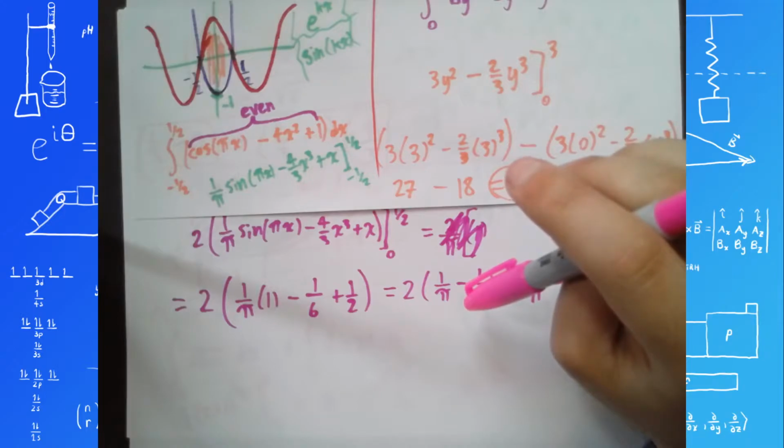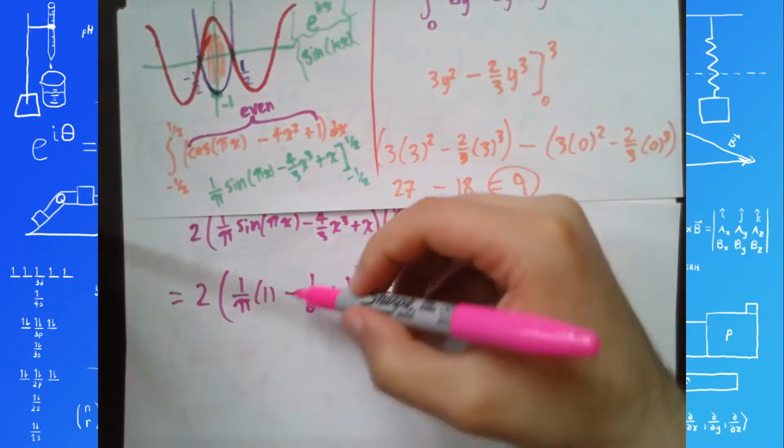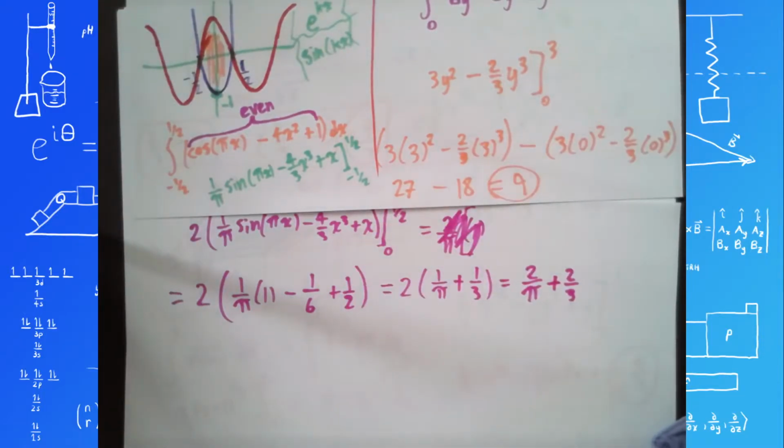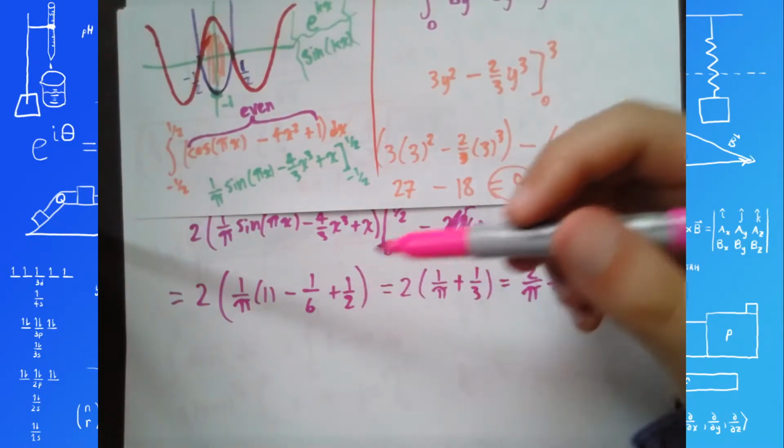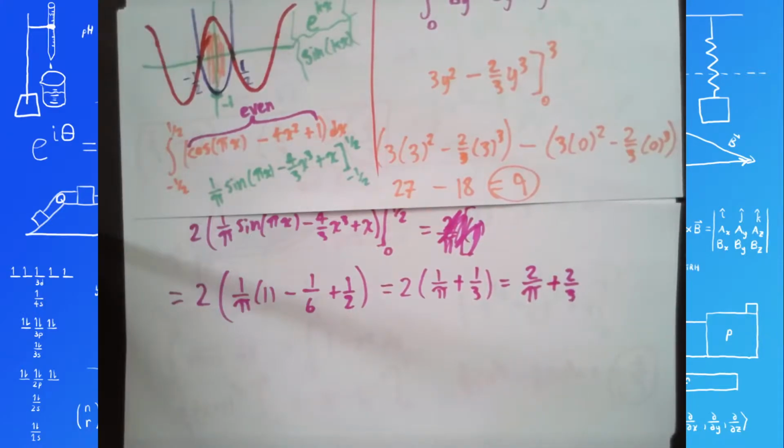What did I do wrong? Oh, it's plus 1/3. Okay. Yeah, negative 1/6, positive 1/2. Okay. Glad I did that check to see whether or not this actually comes out positive.